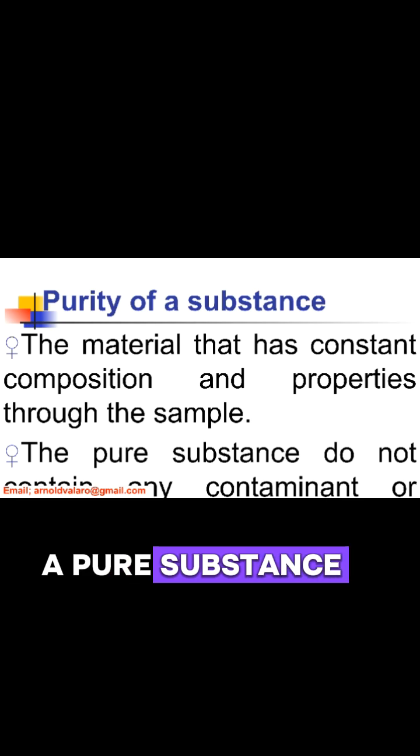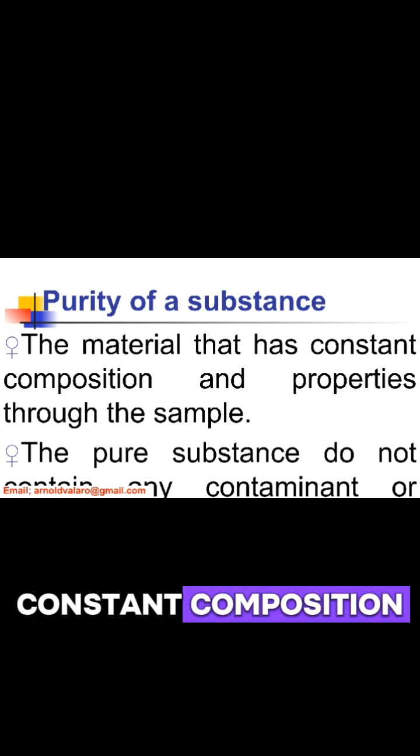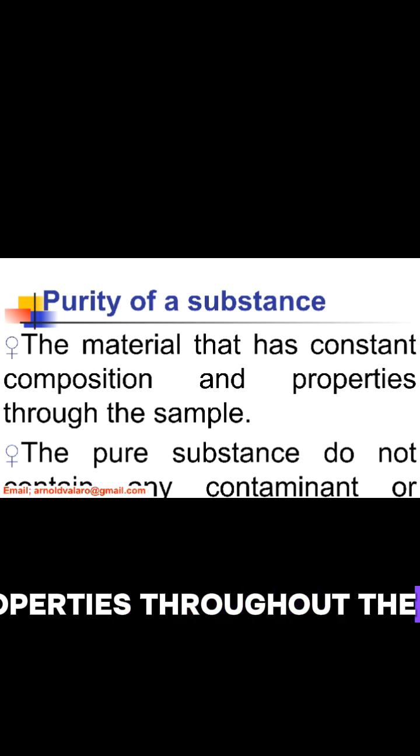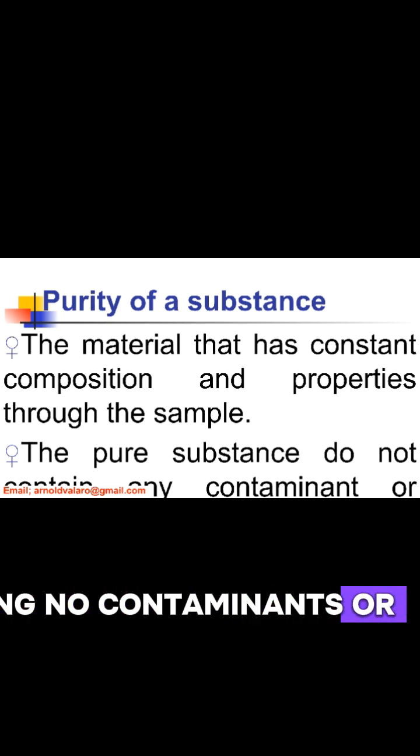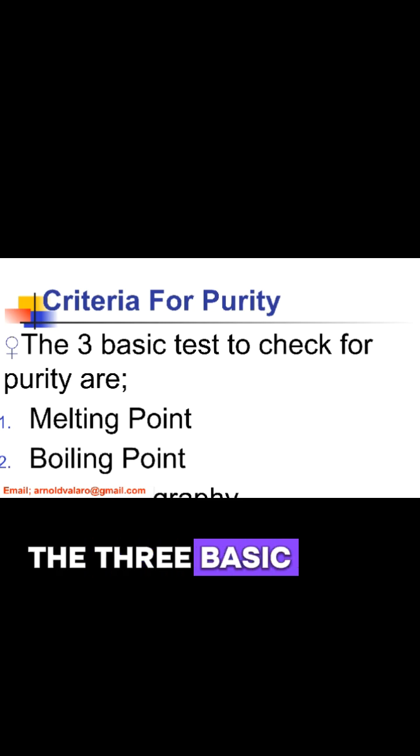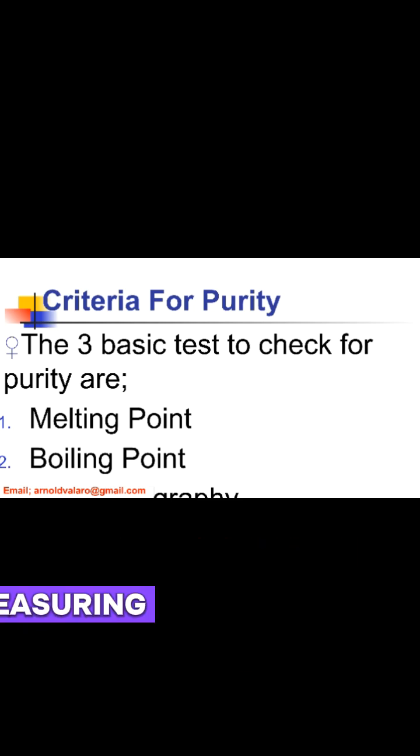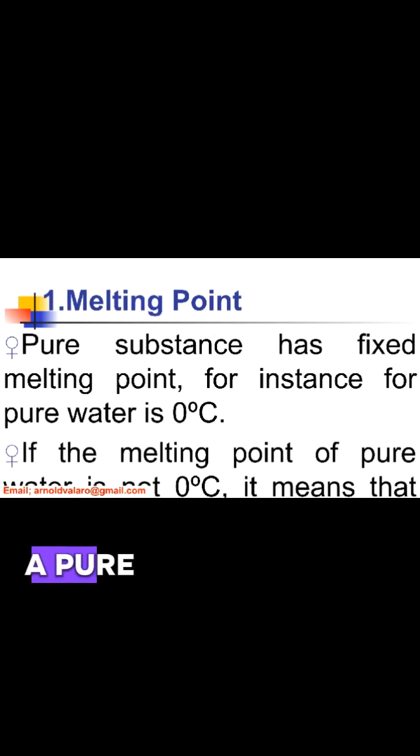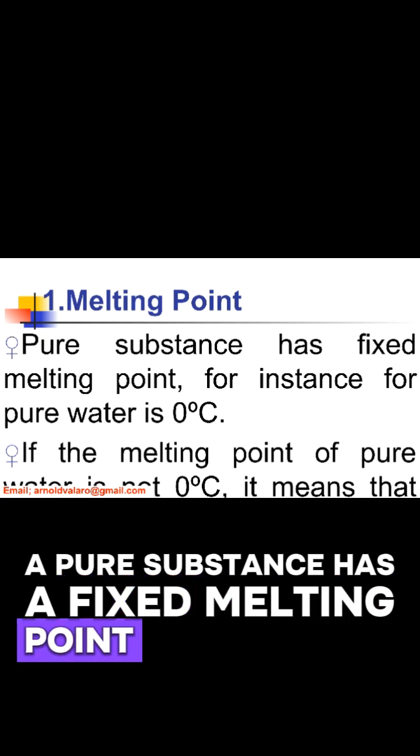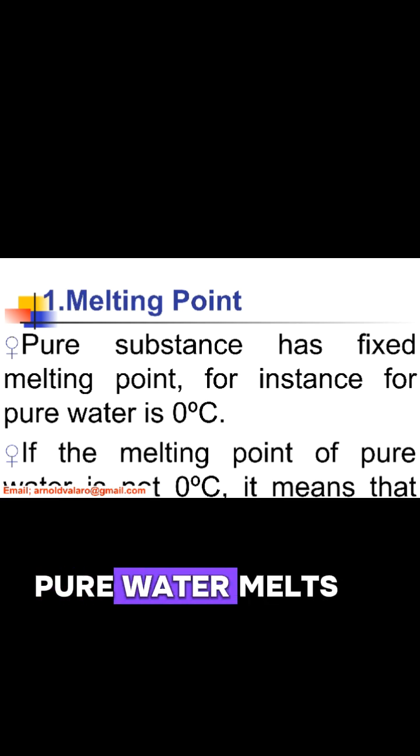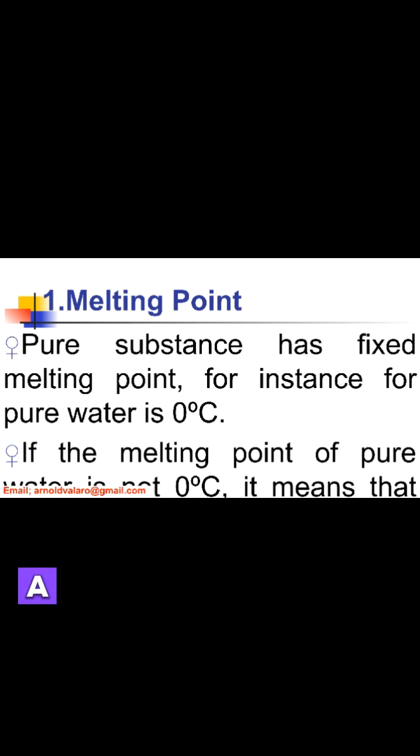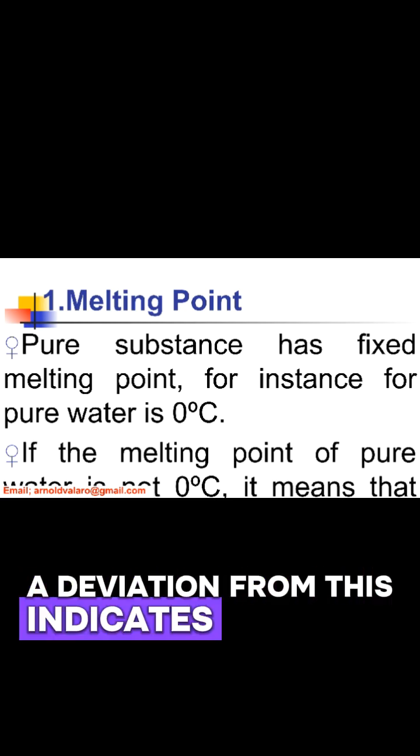A pure substance is a material that has a constant composition and properties throughout the sample, containing no contaminants or impurities. The three basic tests to check for purity are measuring the melting point, boiling point, and chromatography. A pure substance has a fixed melting point. For example, pure water melts at 0 degrees Celsius. A deviation from this indicates impurity.